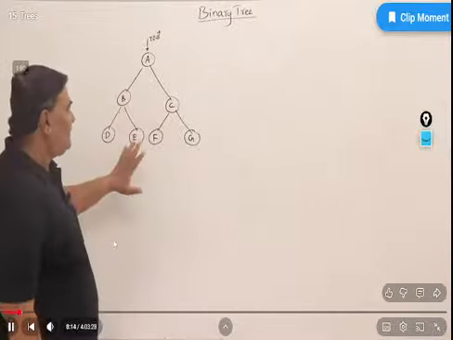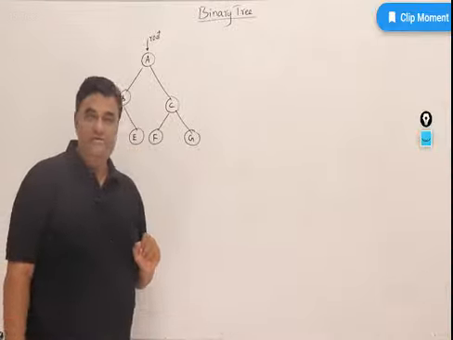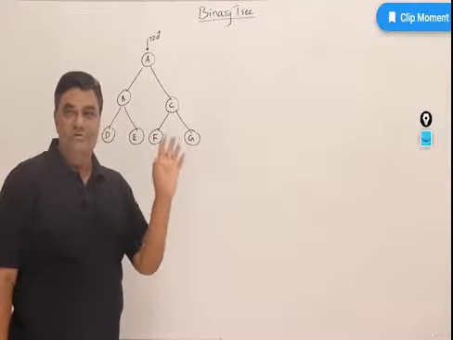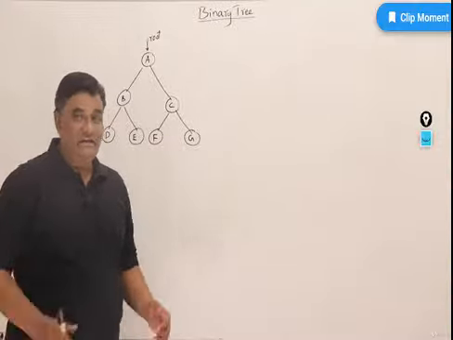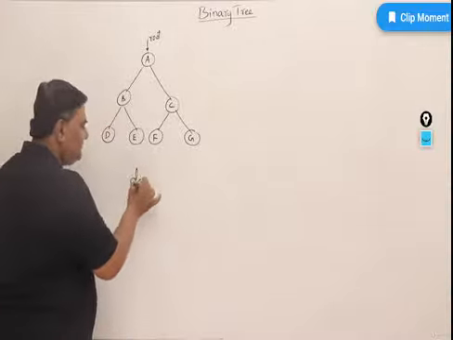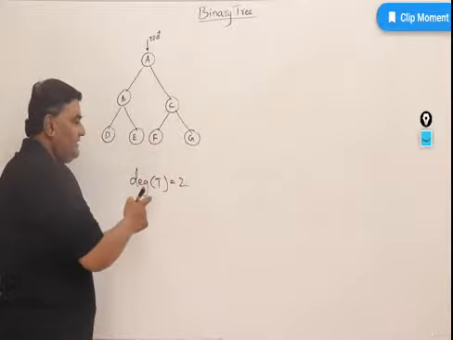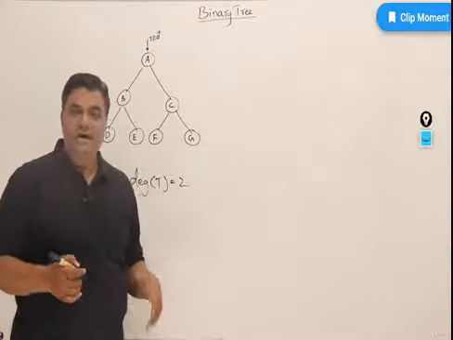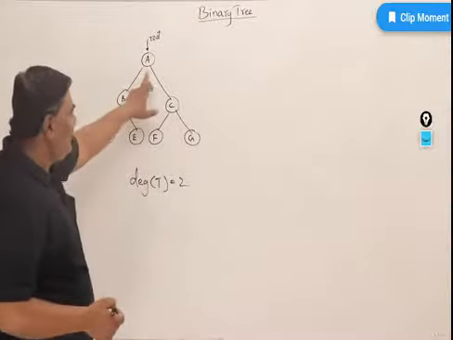tree. A tree of degree 2. Degree 2 means every node can have maximum 2 children, not more than 2 children. It can have less than 2 children, but not more than 2 children. So the degree of a tree must be 2. If the degree is 2, then it is called a binary tree. Bi means 2, so 2 children. So every node can have 2 children.